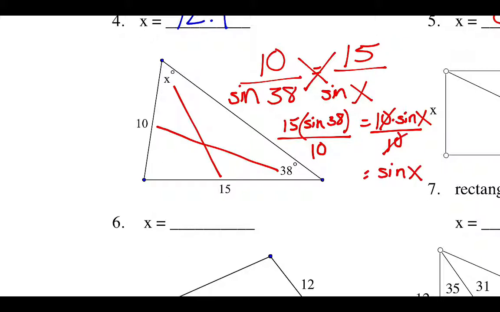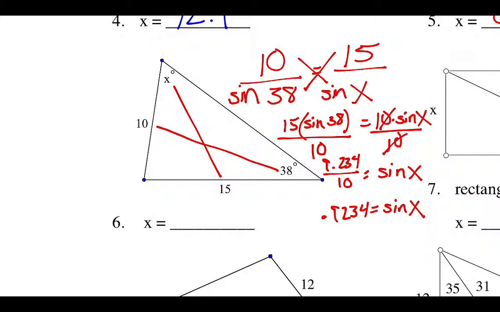So what I'm going to do now is punch all that into my calculator. 15 times the sine of 38, I hit equals, and I end up getting 9.234. But then I'm going to divide that by 10, and I get 0.9234 equals the sine of x, which is good. I need to make sure that this decimal is less than 1 because I can never have a sine of an angle greater than 1.